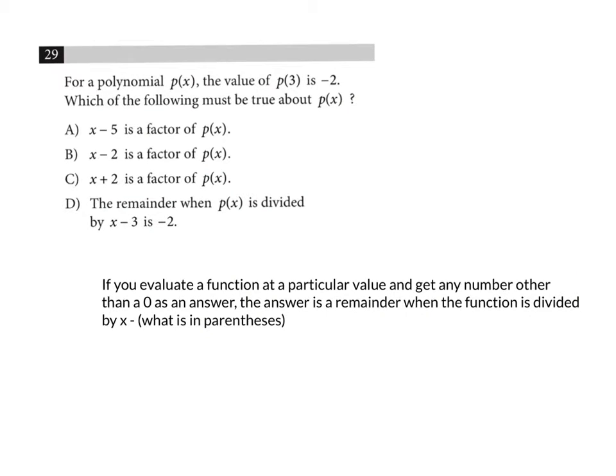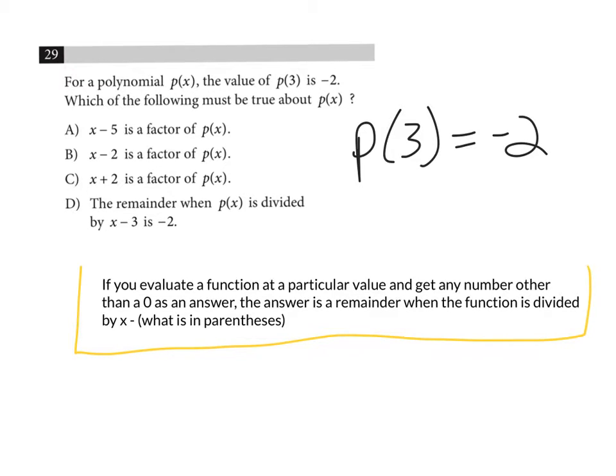For problem number 29, for a polynomial p of x, the value of p of 3 is equal to -2. Which of the following must be true about p of x? Well, this particular question actually uses something that you're going to be talking about in your senior year math course. But basically what it says is this.